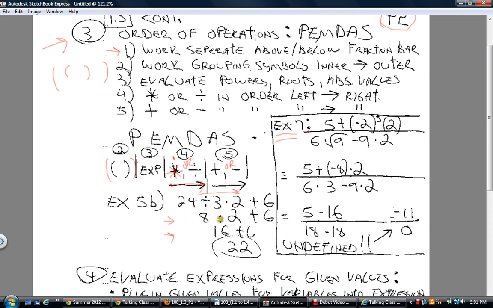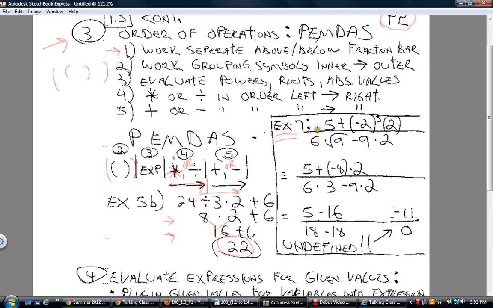Okay, 8 times 2, what would be next? Multiplication and division is before addition and subtraction. So you do 8 times 2, that result is 16. 16 plus 6, your final answer, 22. Okay, fairly easy. But the order matters. A lot of students will just start doing things as they occur from left to right, and that's not always the way that it works.